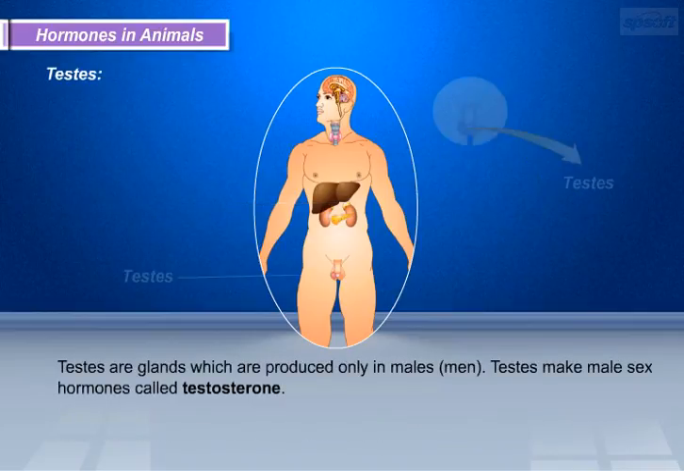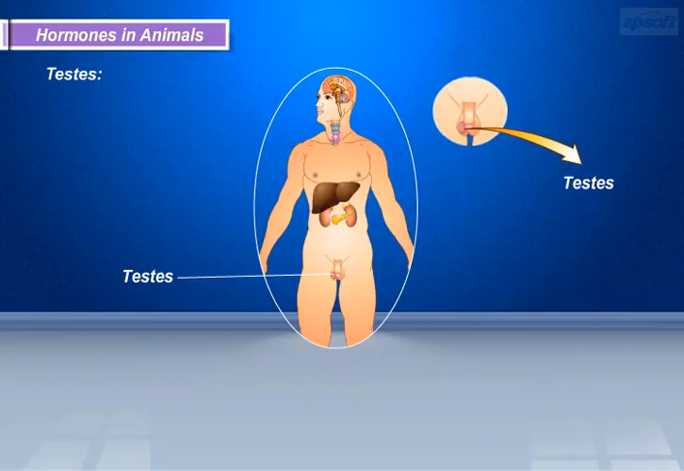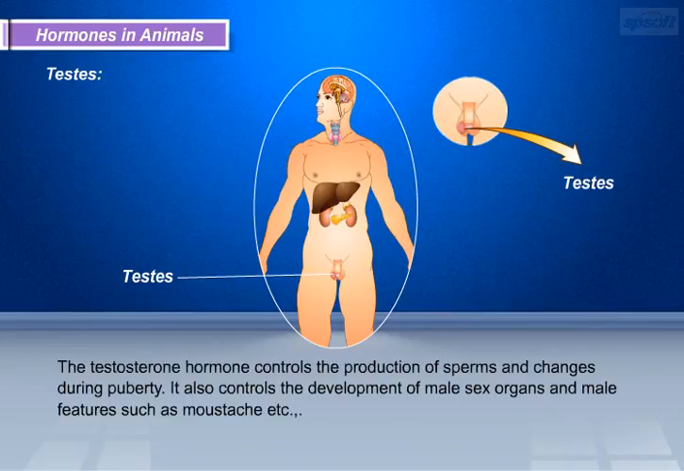Testes. Testes are glands which are present only in males, that is, men. Testes make male sex hormones called testosterone. The testosterone hormone controls the production of sperms and changes during puberty. It also controls the development of male sex organs and male features, such as mustache, etc.